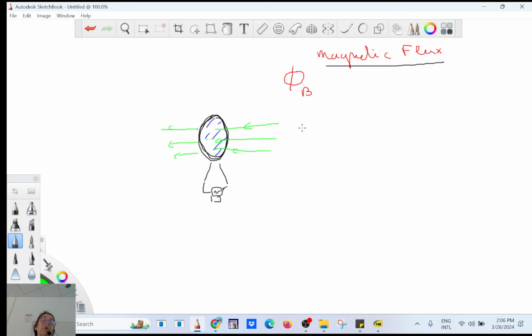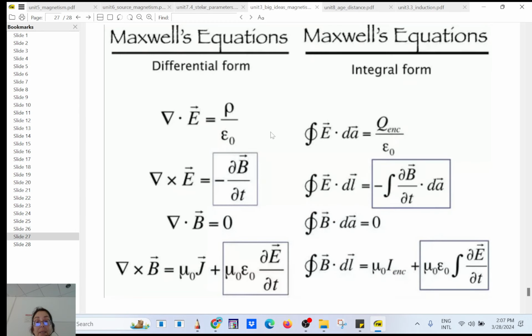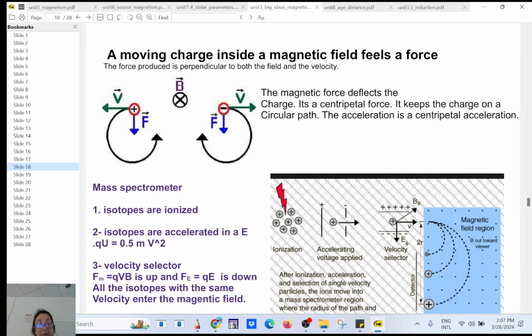Maybe here you're going to have a north, and maybe here you're going to have a south. Remember the Helmholtz coil, so you have two electromagnets here. I already showed you the Helmholtz coil. You have to go back to the big idea and go back.